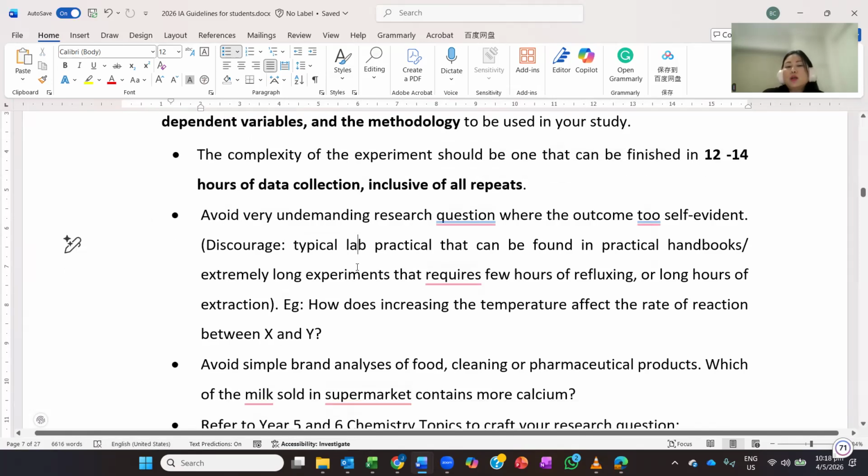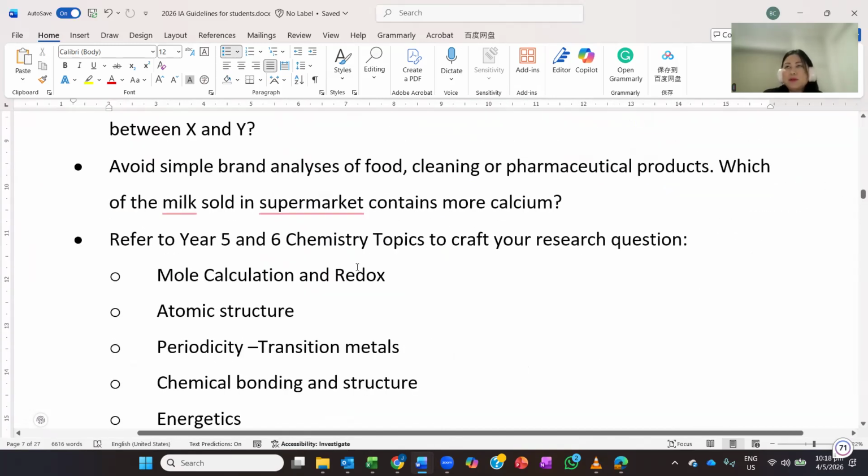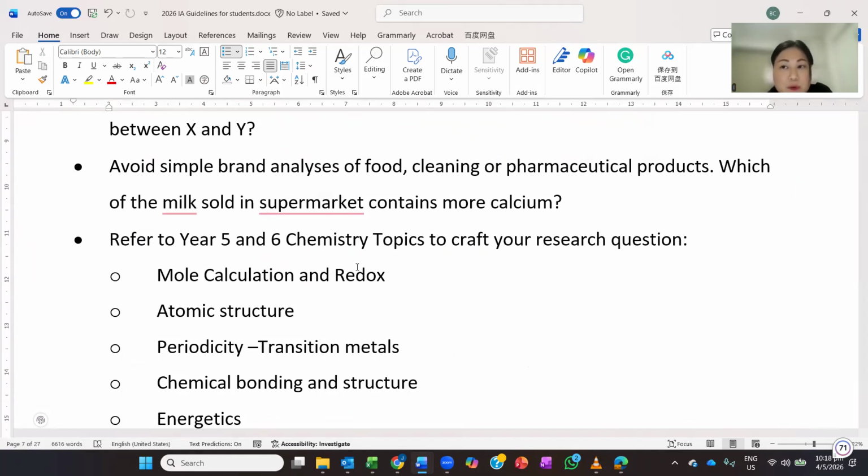Okay, do not do brand analysis. I mentioned 1 million times already. Do not go and look at different milk and tell me which brand of milk is the best. Do not look at different fruits and tell me which one has more vitamin C. You have nothing to write at the end of the day. You can finish the experiment, you can collect data, but you have no discussion. You will not be able to write a conclusion that is chemistry based. And so therefore you may lose heavily on one aspect.